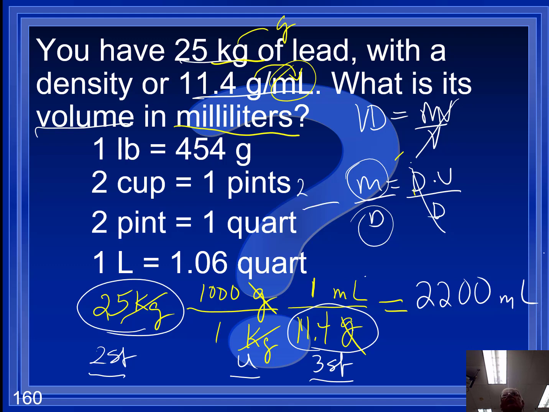Now if I put 25 kilograms over 11.4 grams per milliliter, that won't give me 2200. But that's because this is grams and this is kilograms. If you're going to do it in the equation, you have to fix that first. Okay? Because grams and kilograms don't cancel each other out.